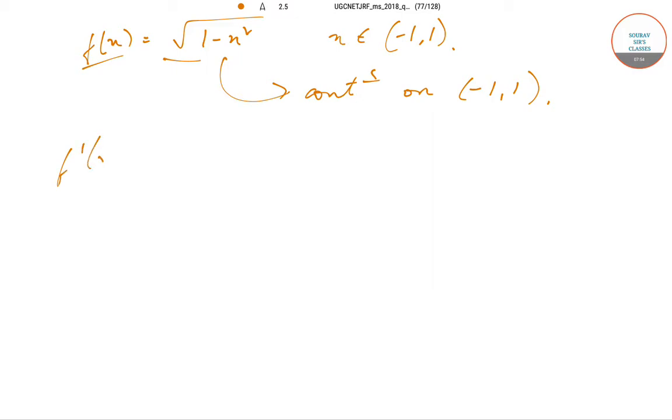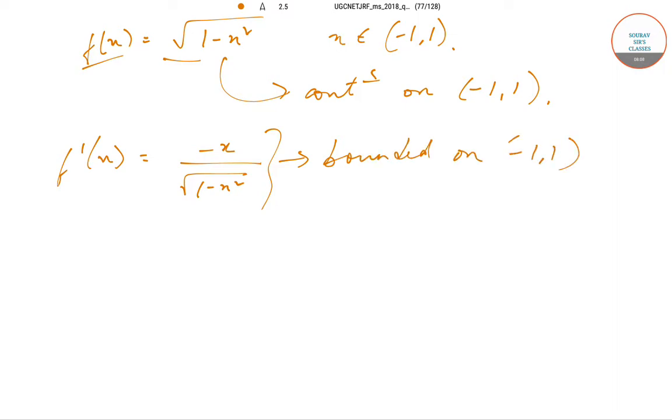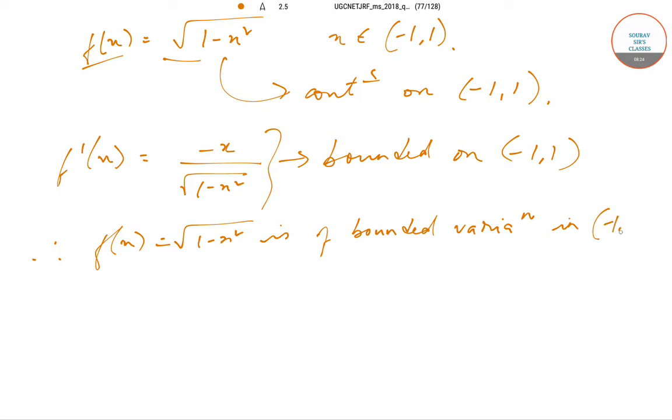Now let us find f dash of x. So f dash of x is equal to minus x upon root over 1 minus x square, and we know that this is bounded on minus 1 to 1. So therefore we can say that f of x equal to root over 1 minus x square is of bounded variation in minus 1 to 1. So therefore option 4 is also correct.